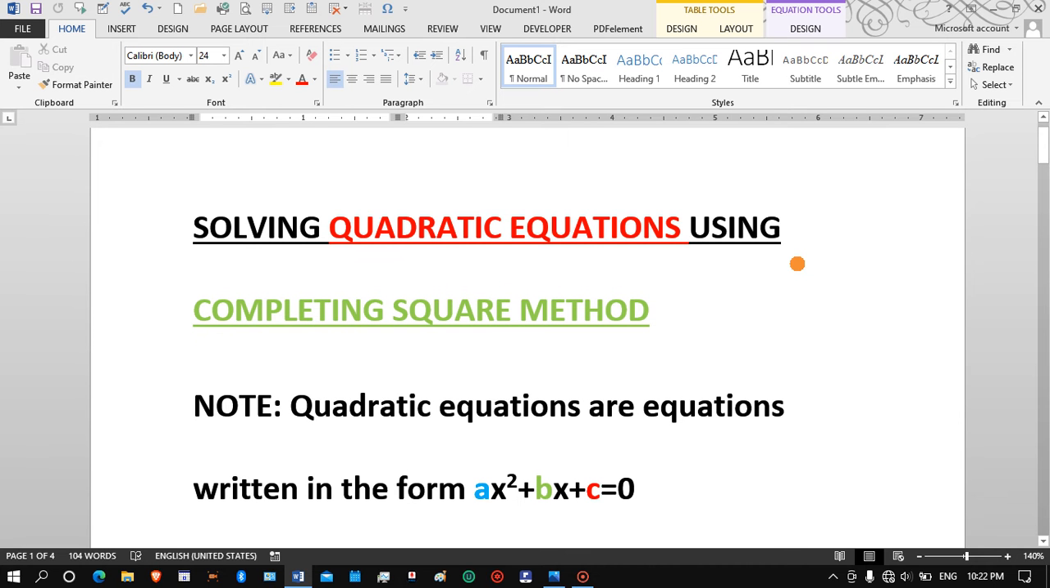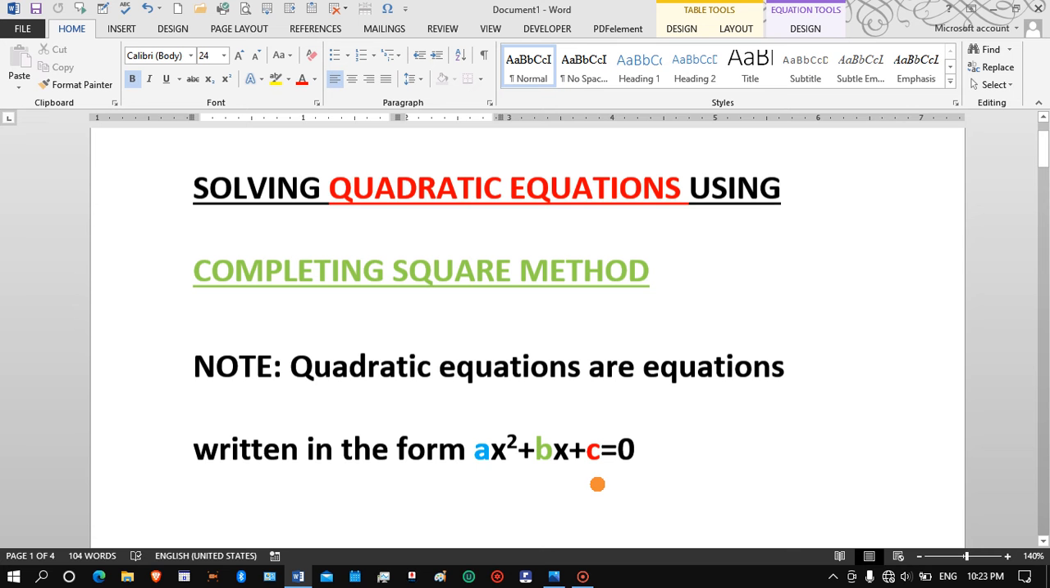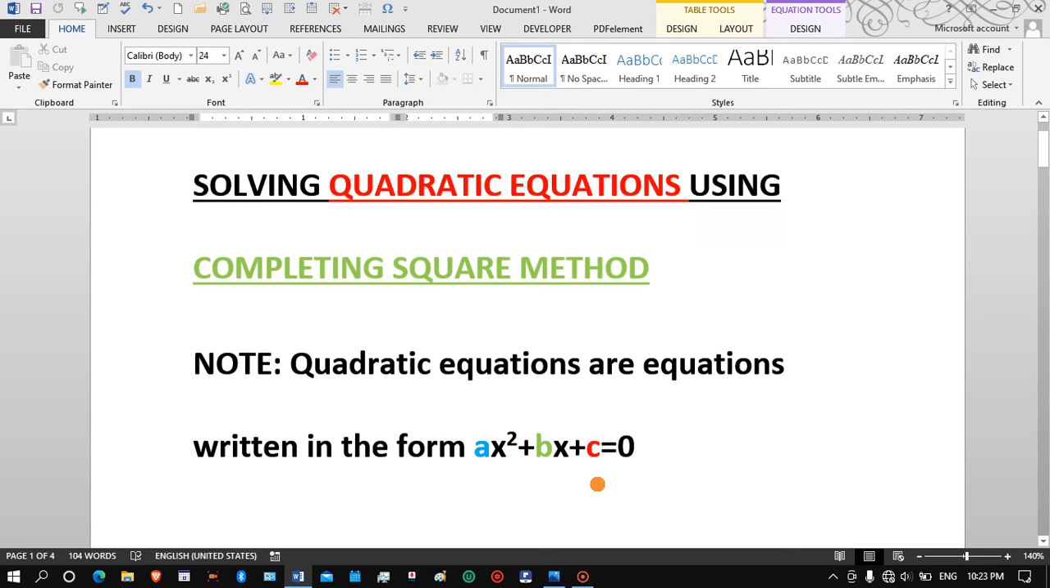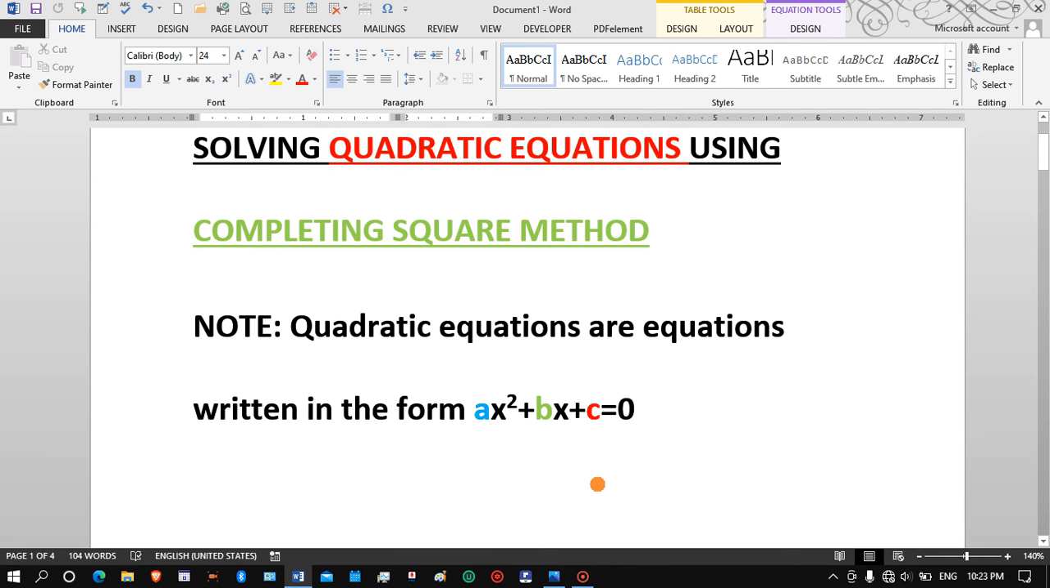Note that quadratic equations are equations written in the form of ax squared plus bx plus c is equal to 0. But here you can either get that it is plus or minus. Even here it can either be plus or minus, so it depends. But generally the general format of quadratic equations is ax squared plus bx plus c is equal to 0. So let us look at an example.